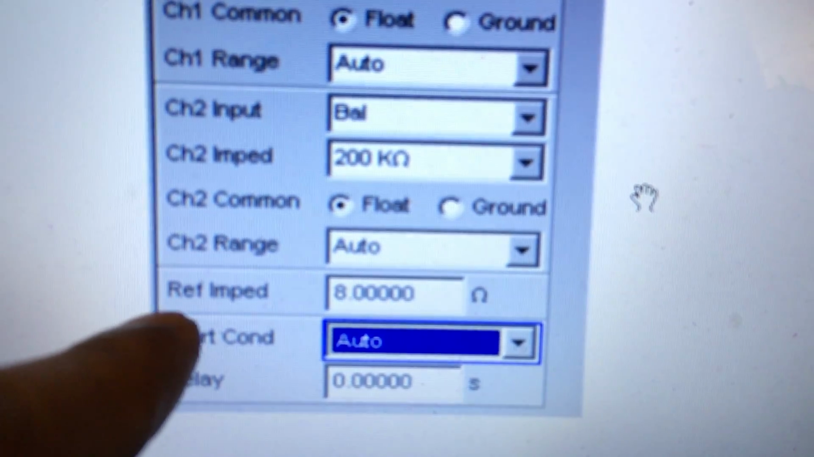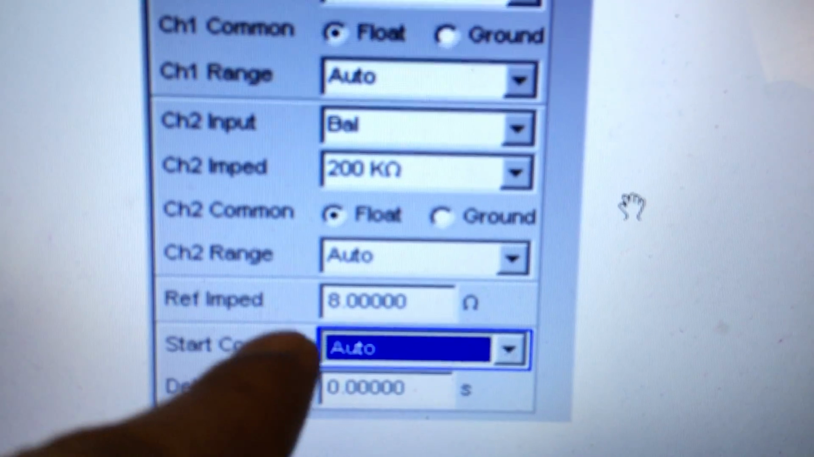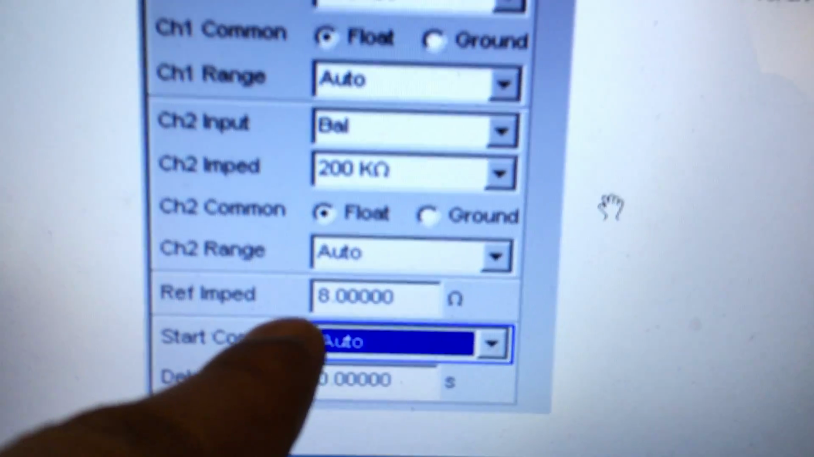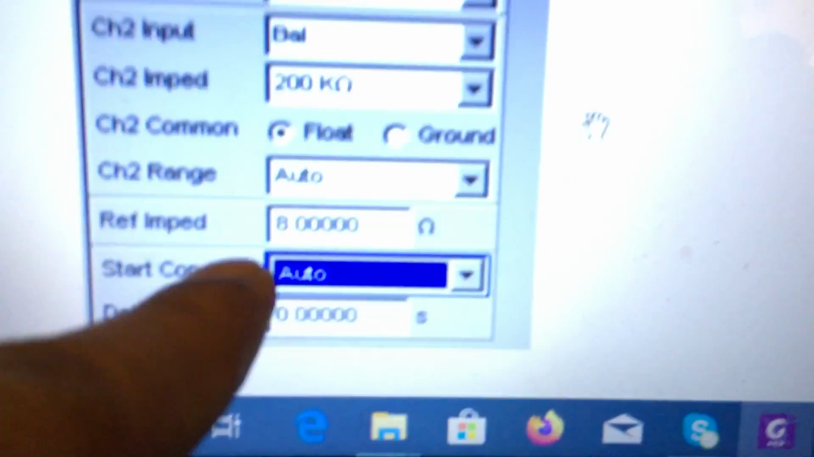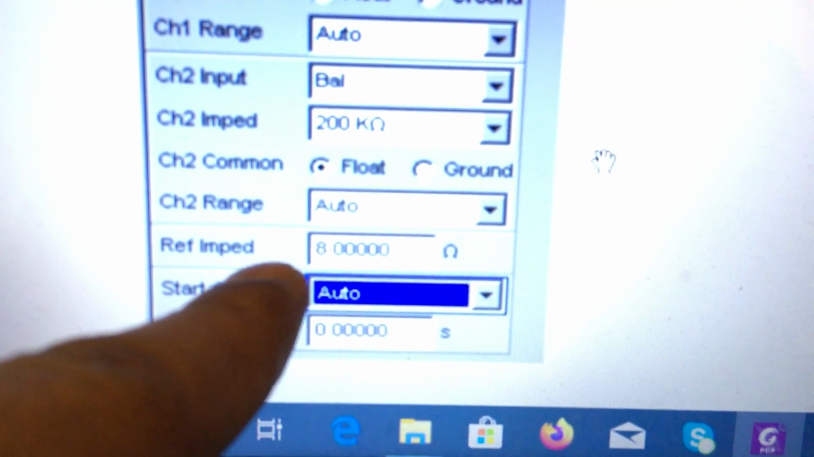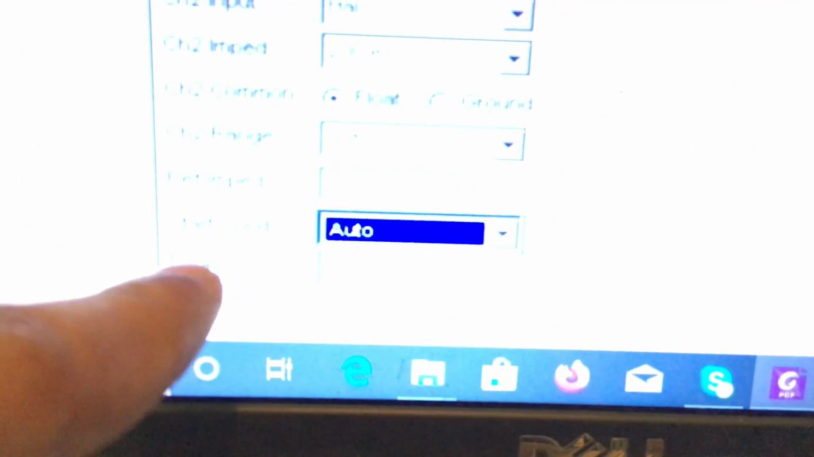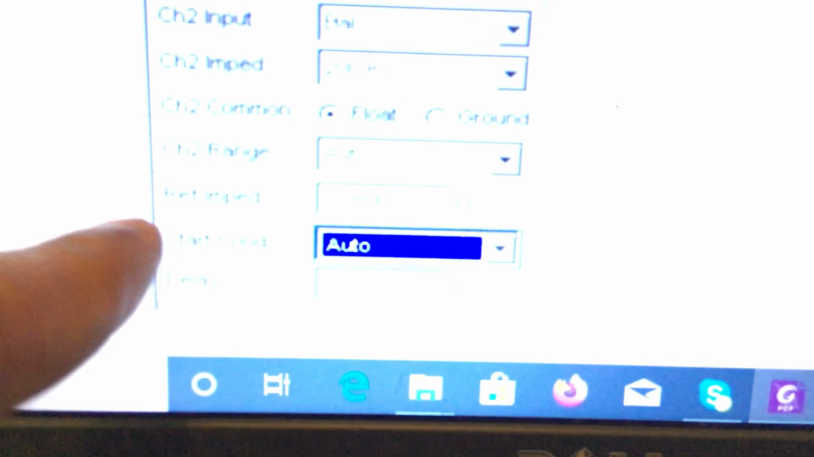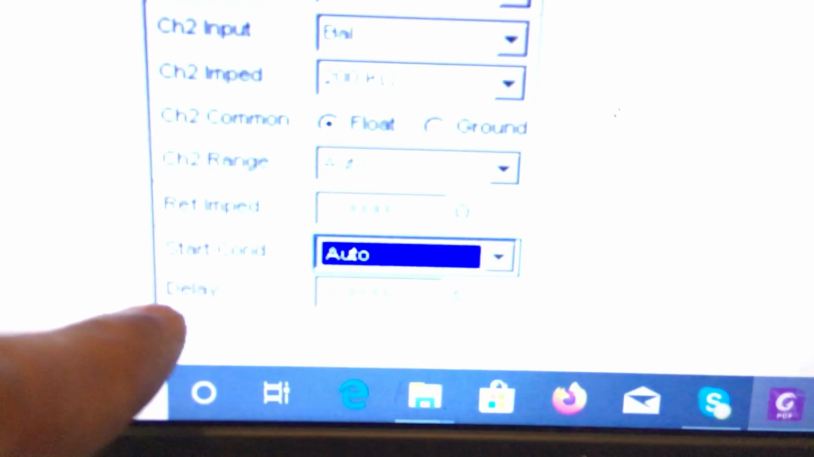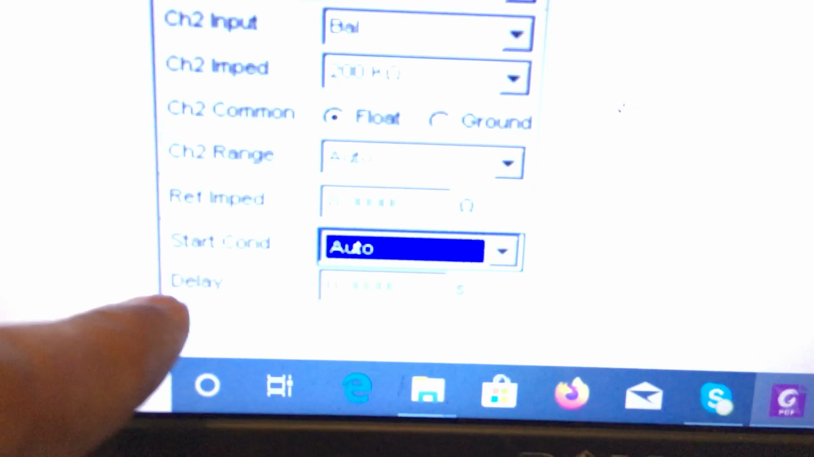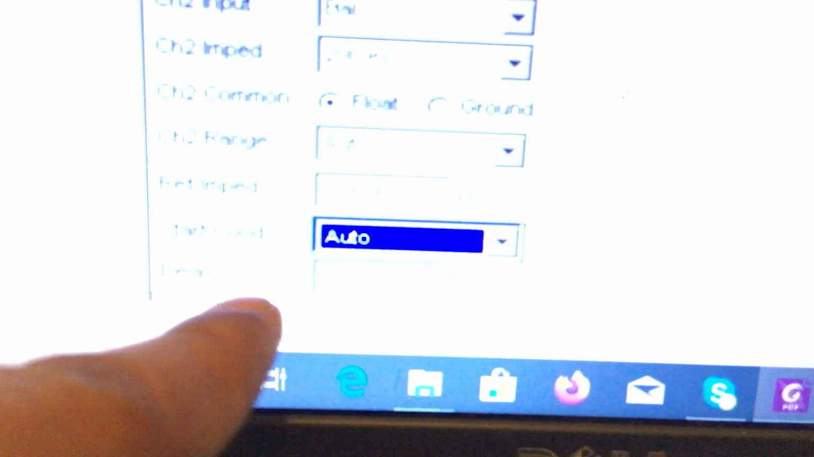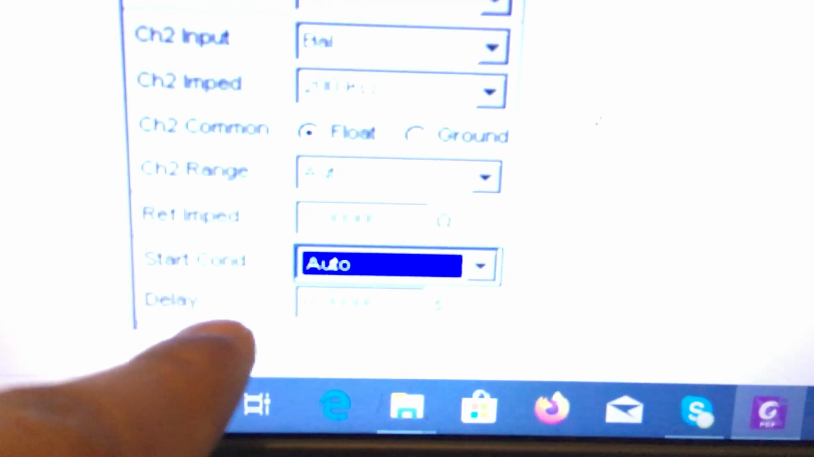This reference impedance means load impedance. So you will find that this is 8.00 ohms. This 8 ohms is the usual audio speaker resistance. This is the starting condition, auto or manual, it could be auto or manual. And then you can choose the amount of time delay, which is in seconds.